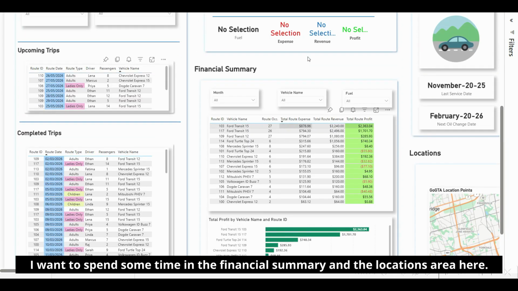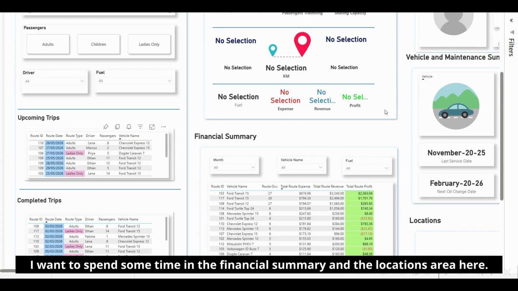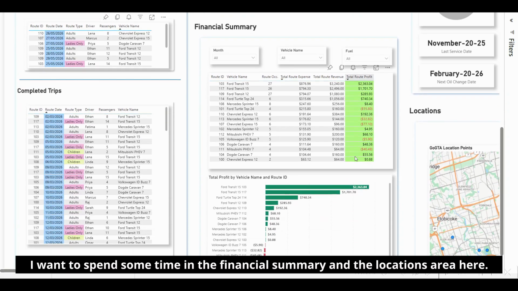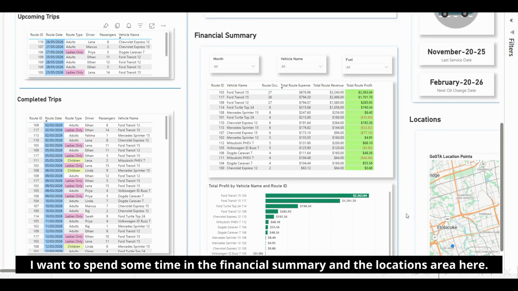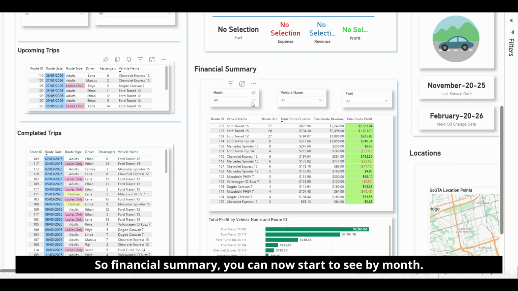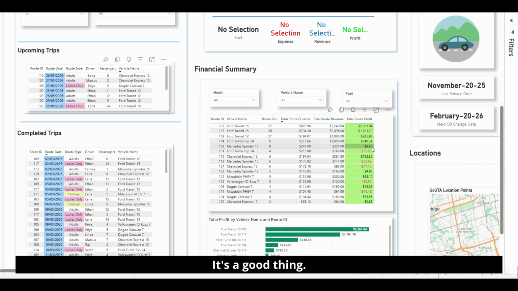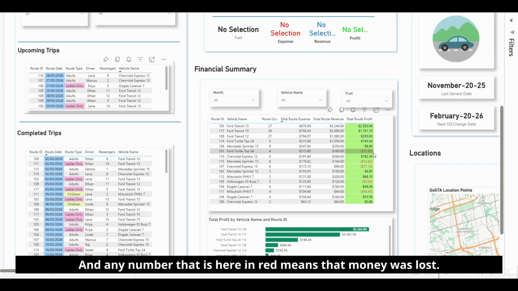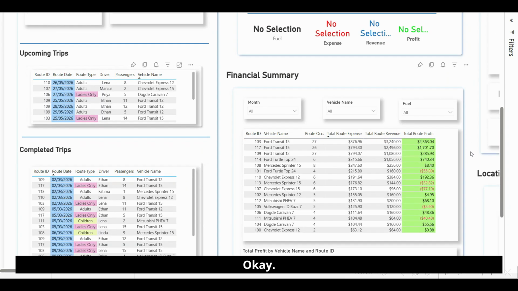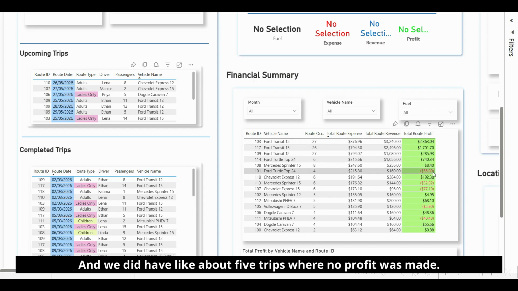So I want to spend some time in the financial summary and the locations area here. In the financial summary, you can now start to see by month. Any number in black, of course, is a profit. It's a good thing. And any number that is here in red means that money was lost. So money was lost on the total top trip. This is overall in the last 3 months, and we did have about 5 trips where no profit was made. So that's something that you'd want to look at, right?